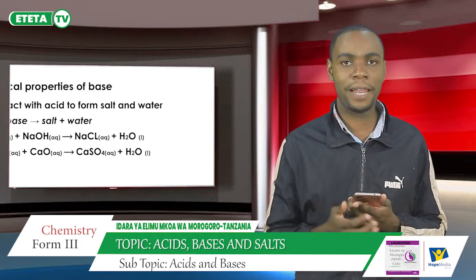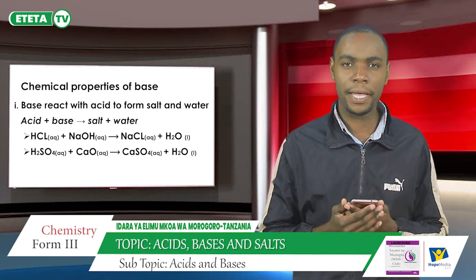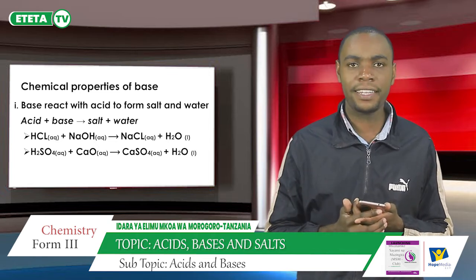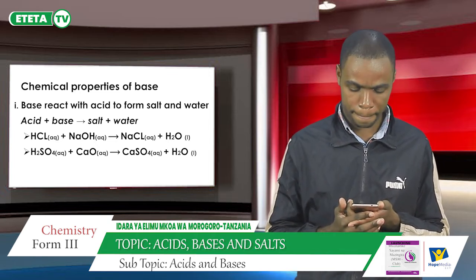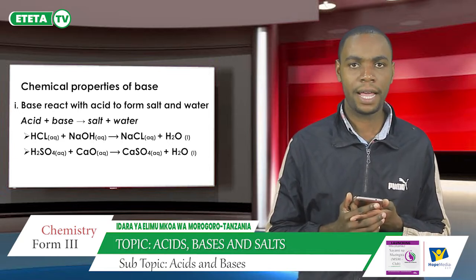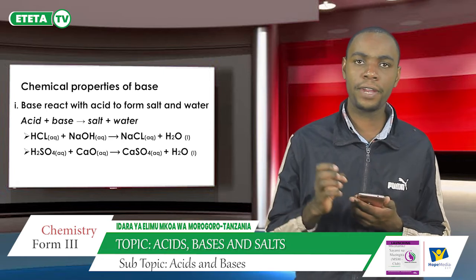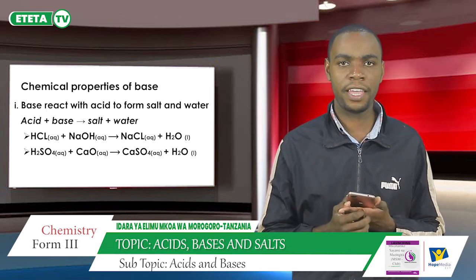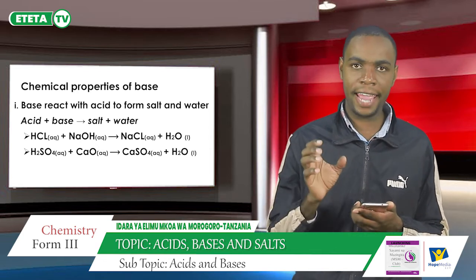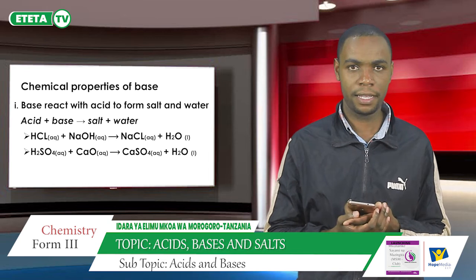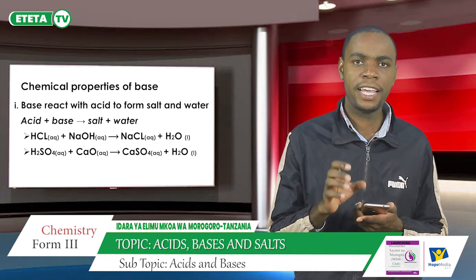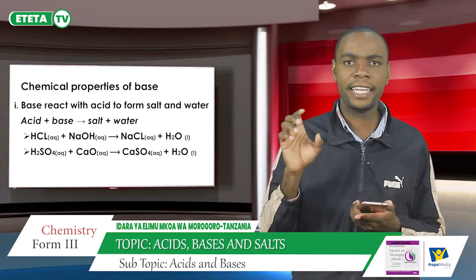Another thing which I'm going to explain is the chemical properties of base. The first one, bases react with acid to form salt and water. I mean that if you take an acid and react it with a base, the product is salt and water. For example, the reaction between hydrochloric acid and sodium hydroxide. The product which is produced there is sodium chloride as a salt, and water.